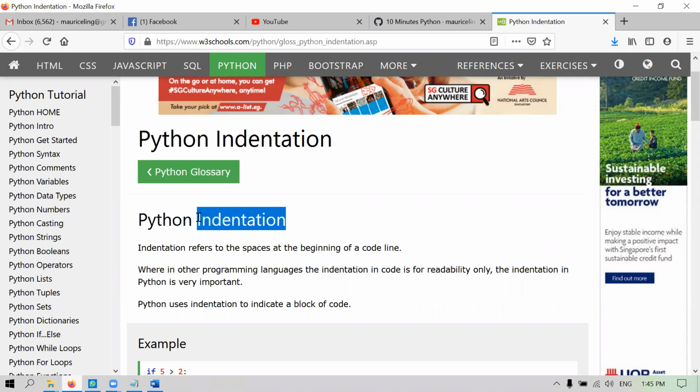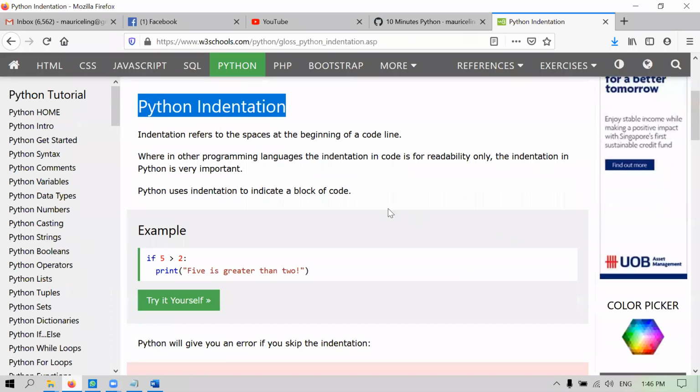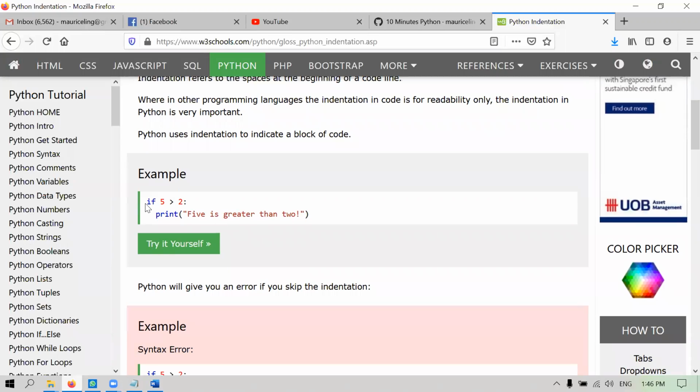Some of you have heard that indentation is a very important concept in Python because, while other programming languages use indentation for readability, Python uses indentation to indicate a block of code. For example, when we have something to run, Python uses indentation to indicate a block of code. It doesn't help in just readability, although readability is important.